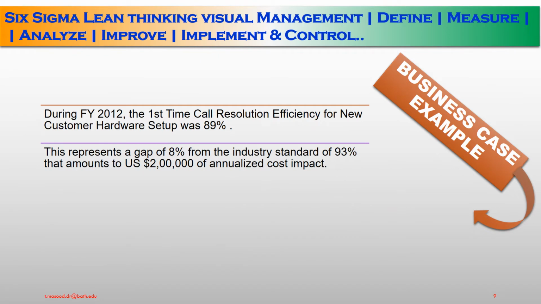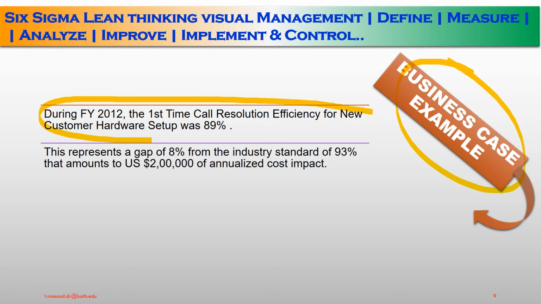Okay, here is an example. During the year 2012, for example, the first time call resolution efficiency for a new customer hardware setup was 89%. This represents a gap of 8% from the industry standard of 93%, that amounts to US $200,000 of annualized cost impact. So that is an example.